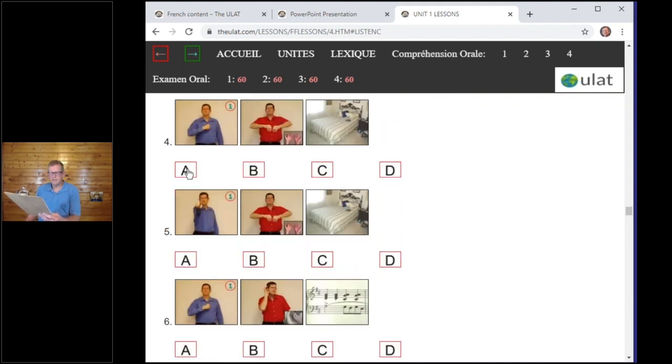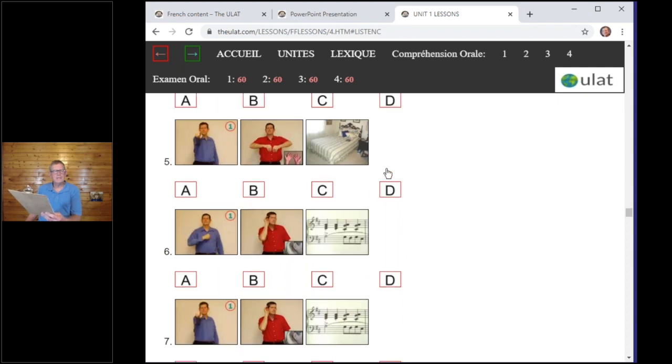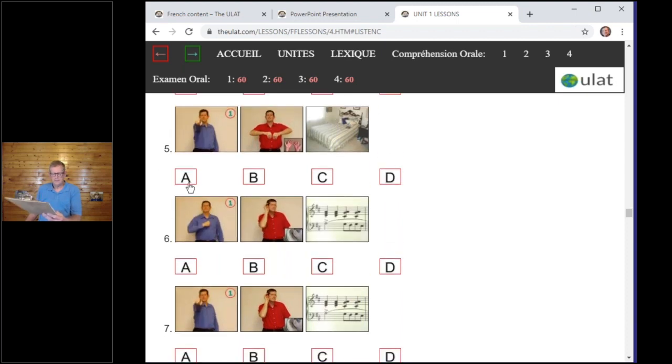Numéro 4. Good look at the statement. Here we go. Je fais le lit. Je fais la vaisselle. Je fête la vaisselle. Je faire la vaisselle. Numéro 5. Tu ferais le lit. Tu fêtes le lit. Tu fais le lit. Tu faire le lit.